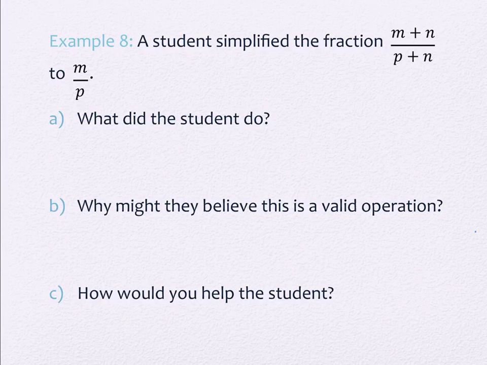Here we have a student, and they've simplified some work. You're going to have students like these. Maybe you have been a student like these, and that's okay. They've taken the fraction m plus n over p plus n, and they've reduced it to m over p. So we're going to do what you should do as a teacher if you saw a student do this. The first thing you really should ask yourself is, what did the student do? So what did they do?